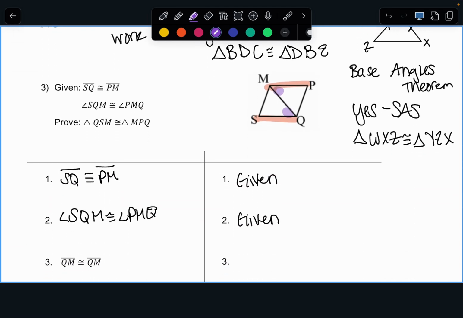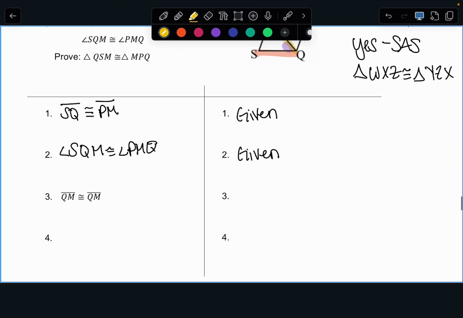What side would I need from the bottom triangle to do a side angle side situation? Not SM, that would not make the angle in between. Yeah, QM, perfect. I would need QM. I also need QM for the top triangle to get side angle side. So I need QM and QM. What property do we use when we say QM is congruent to itself? Reflexive. So this is our reflexive POC.